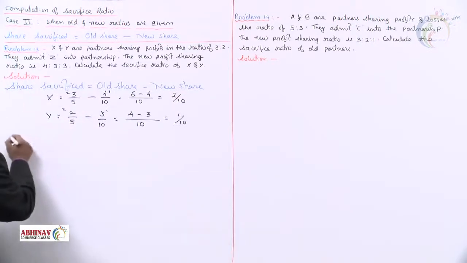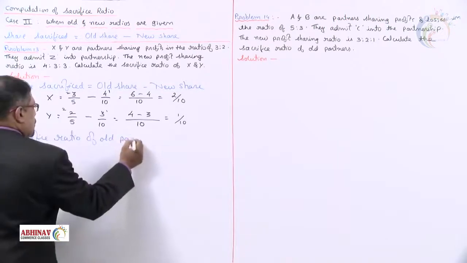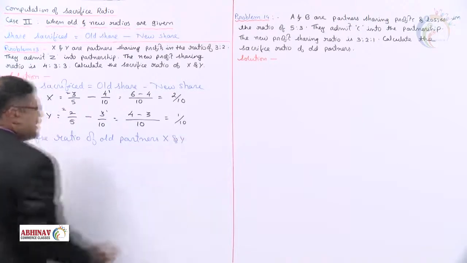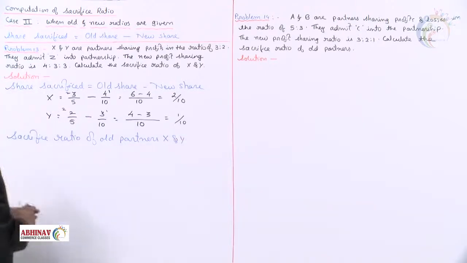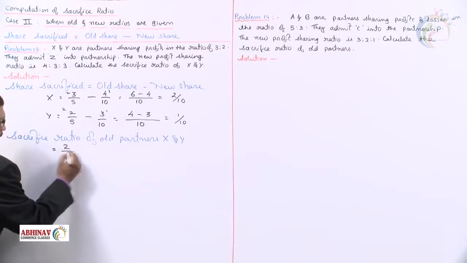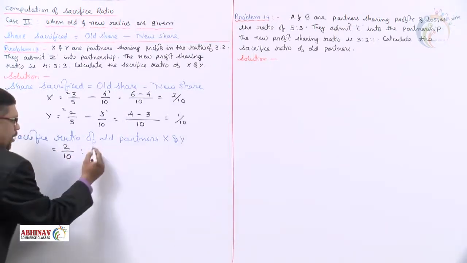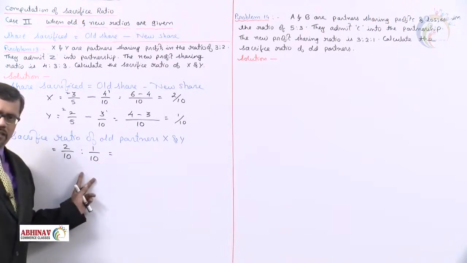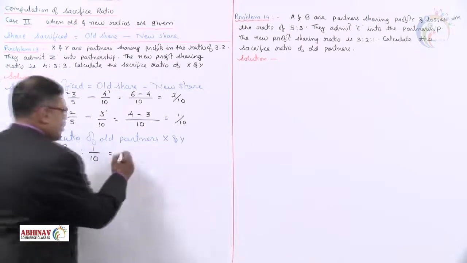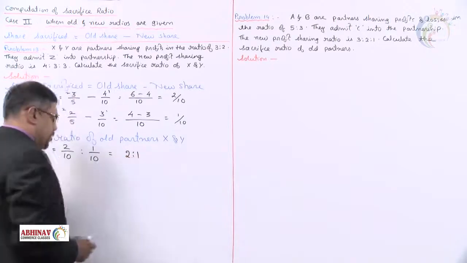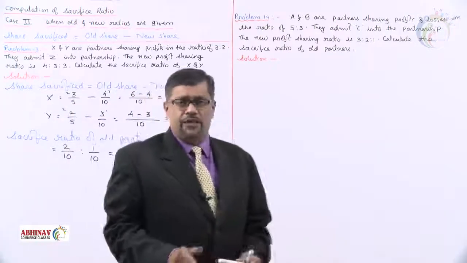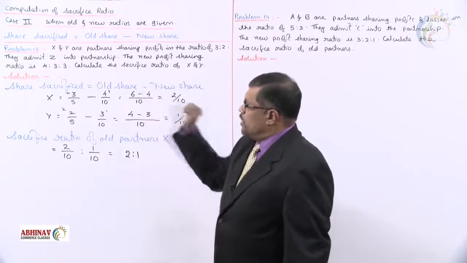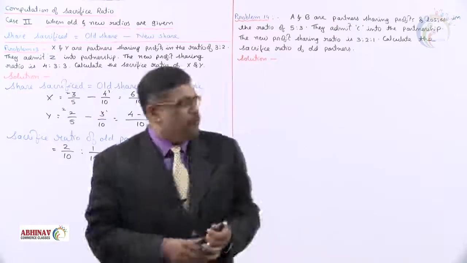Let us put that in the ratio. Sacrifice ratio of old partners, X and Y. How much X has sacrificed? 2/10 is to how much Y has sacrificed? 1/10. No need to go for any LCM here because the denominator is same. We write down that the ratio is 2:1. So the sacrifice ratio of the old partners is 2:1. This was 13th problem. Let us take up one more.